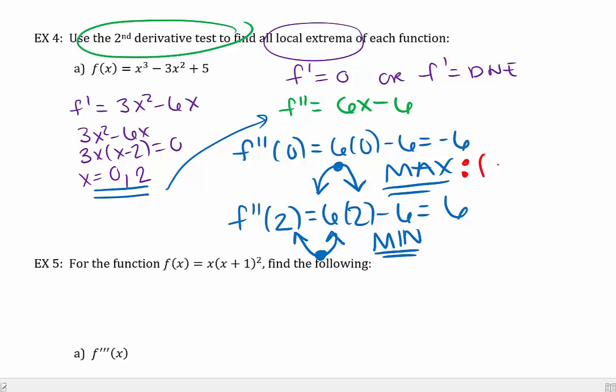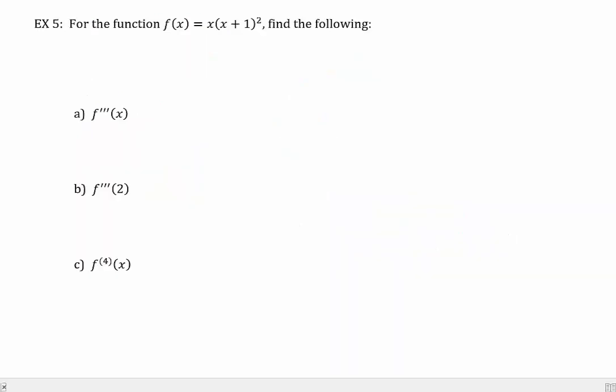So I have a maximum located at the point x equals 0, y equals 5, and I have a minimum located at the point x equals 2, y equals 1. Now you can find other higher derivatives as well. You can find third derivatives and fourth derivatives by just continuing to take the derivative of a function. The third derivative we're going to denote with 3 primes, and then once you get to a fourth or a fifth derivative, instead of writing 4 little primes, that's really hard to see, we just put that number 4 there.